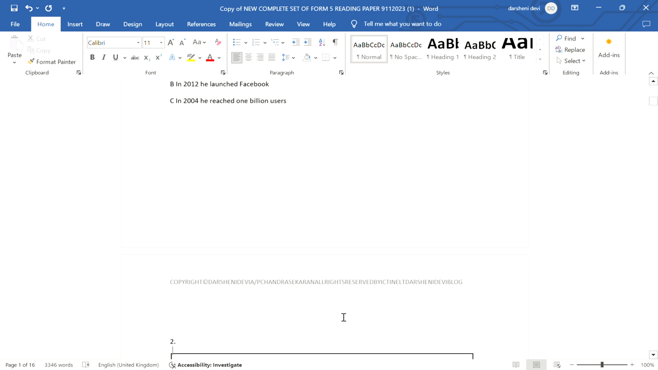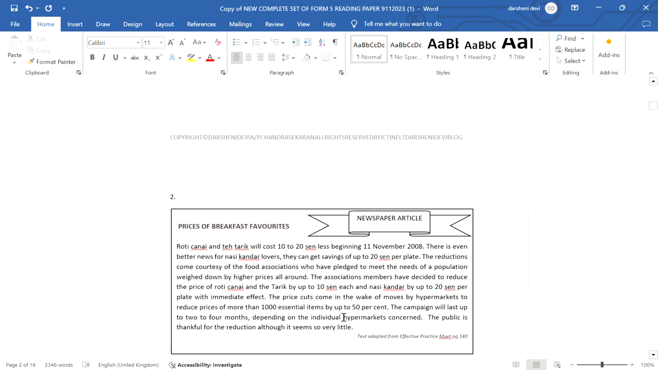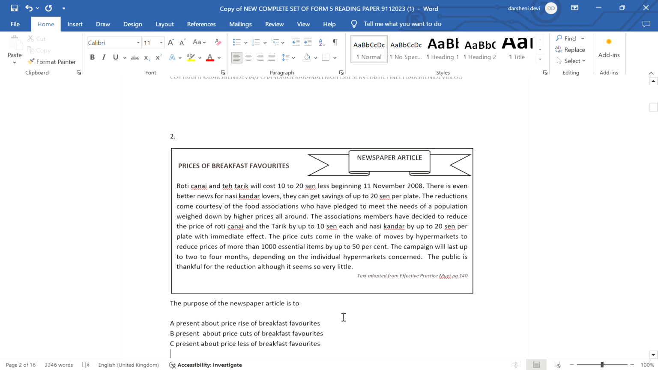Okay, and then another sample question that we can see is prices of breakfast favorites. This is like the purpose. So what is the keyword here? They want to know the purpose.